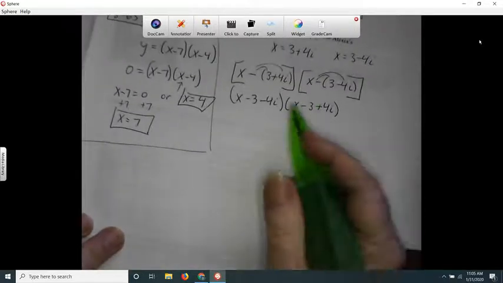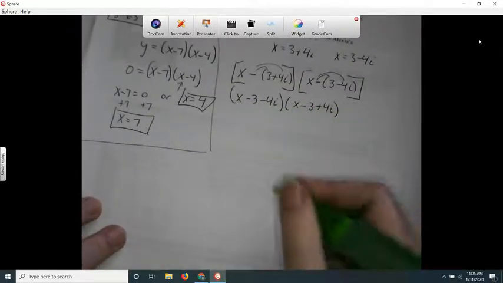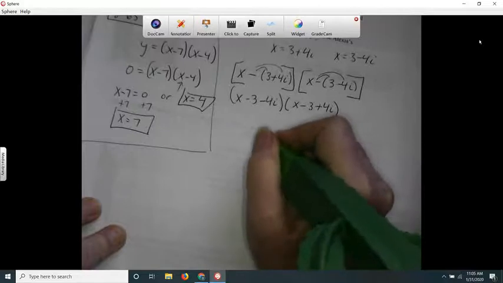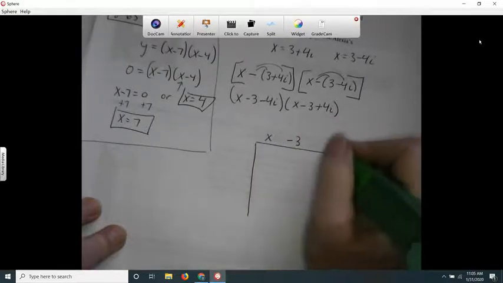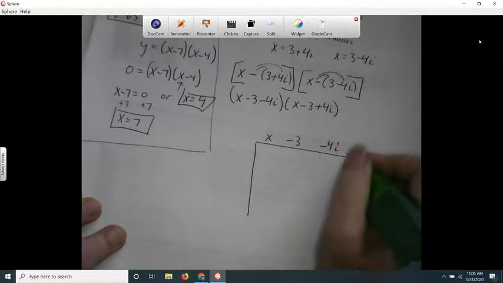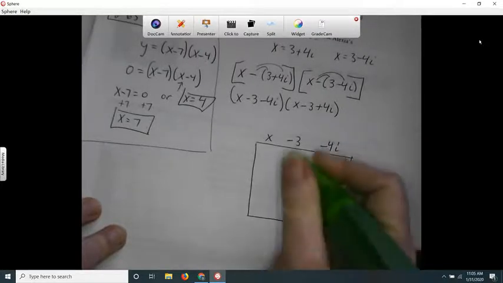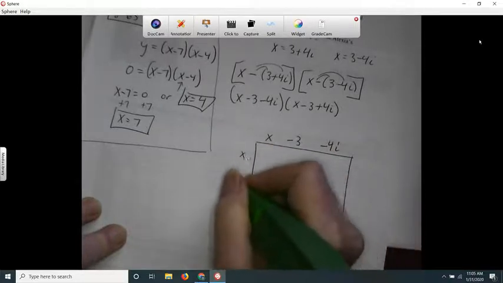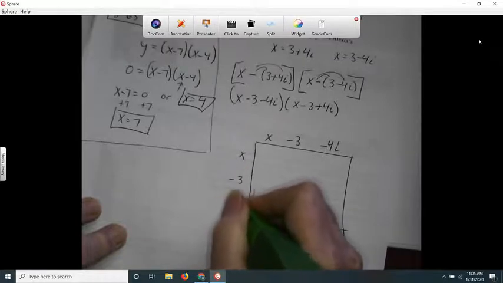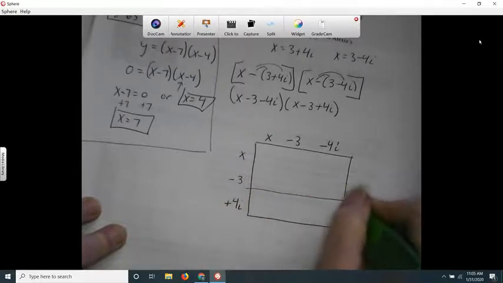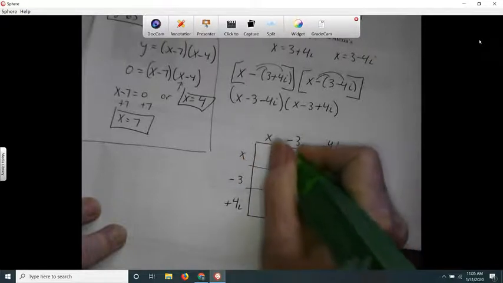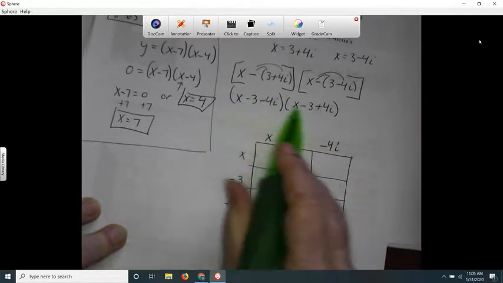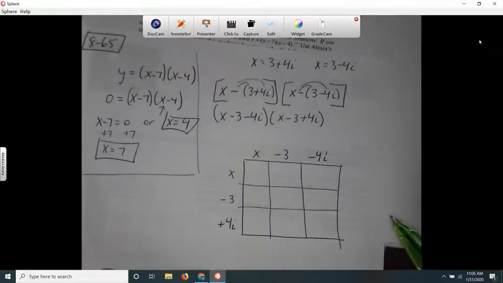So to multiply those together, I think I'll use an area model box. So I've got x minus 3 minus 4i. This way is kind of the hard way. X, Alexia's way, minus 3 plus 4i. This is usually the way I do it, though, even though it's the longer version, because it makes more sense to me. So I'm simply multiplying these two together to find out what the quadratic was that they came from.